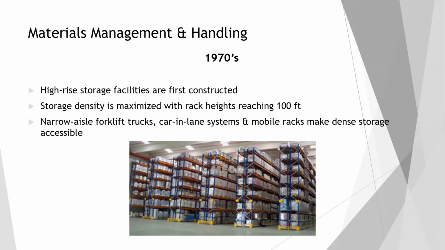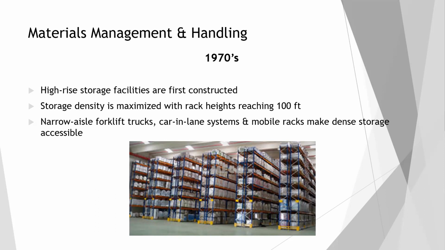Another thing that happened in the 1970s, in addition to OSHA, was the first high-rise storage facilities were constructed. And I've got a picture here. You can see that these shelves go all the way up to the ceiling of a warehouse. So we can really maximize the storage density. And there were rack heights of up to 100 feet high. Again, previously, they did not get this high. They may have gone to what a person could reach, maybe 6-8 feet.